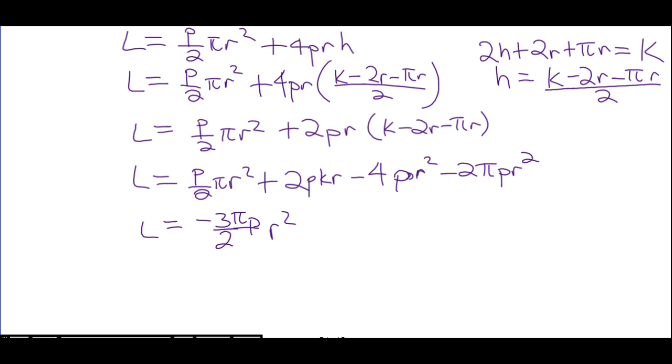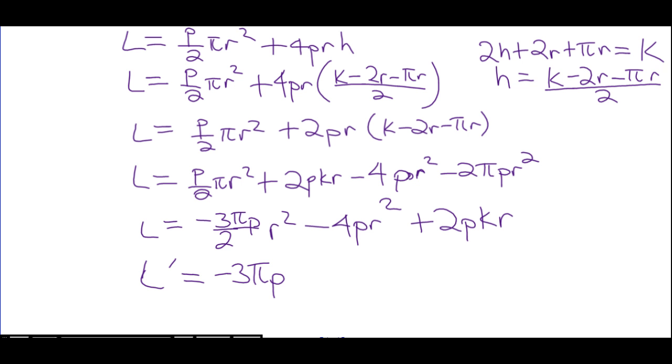And yeah, that's it for that. So minus 4p r squared plus 2pkr. Okay, so let's do that. And now we're going to take the derivative with respect to r, right? So L prime. So multiply by 2, so negative 3 p pi r minus 8 pr plus 2 pk.